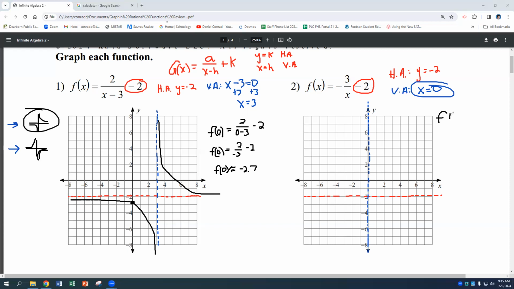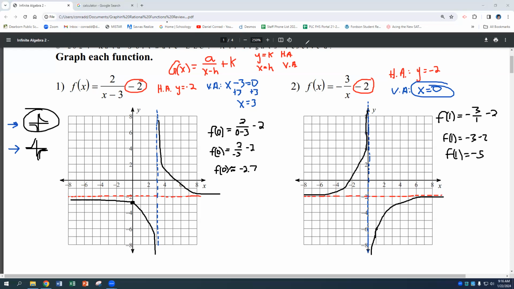So let's do f of 1. That's going to give me negative 3 over 1, minus 2. I don't even need a calculator on this one, because this is going to give me negative 3 minus 2, which is negative 5. So I have the point 1, negative 5, which is right here, which means it's going to look like the second one, the bottom right and the top left. So I go up to my asymptotes, but I don't cross them. I get close, but I don't cross them.